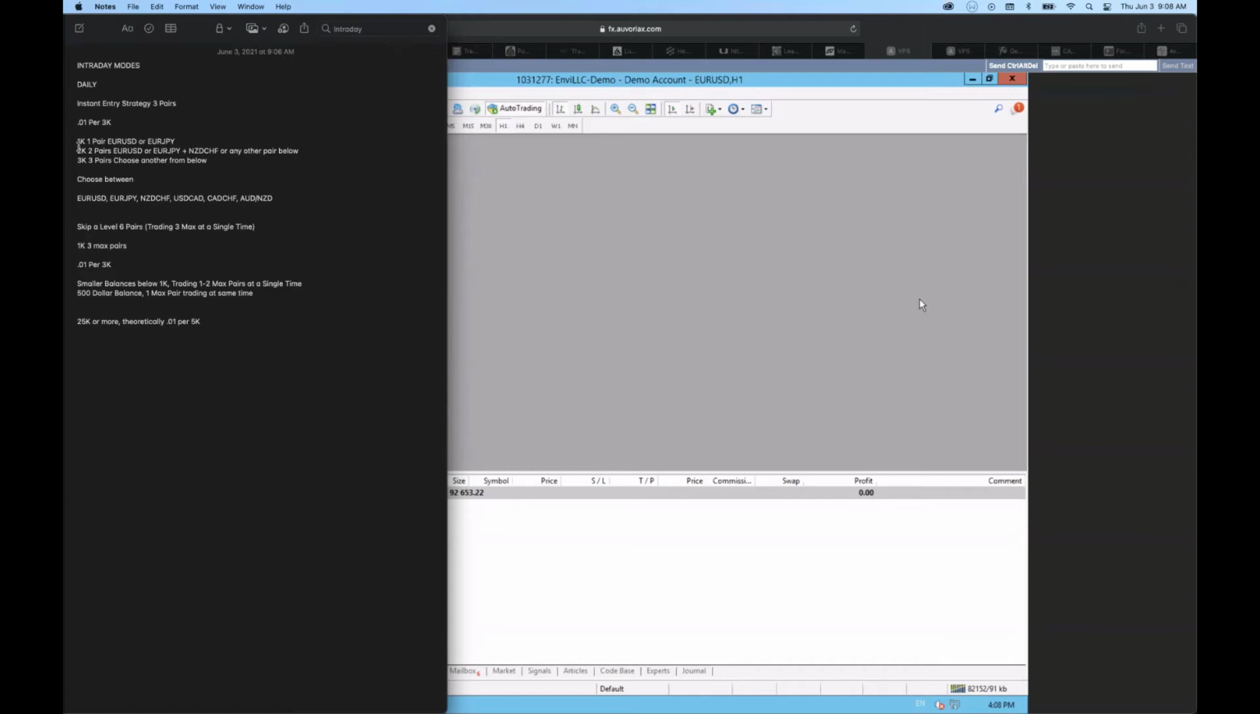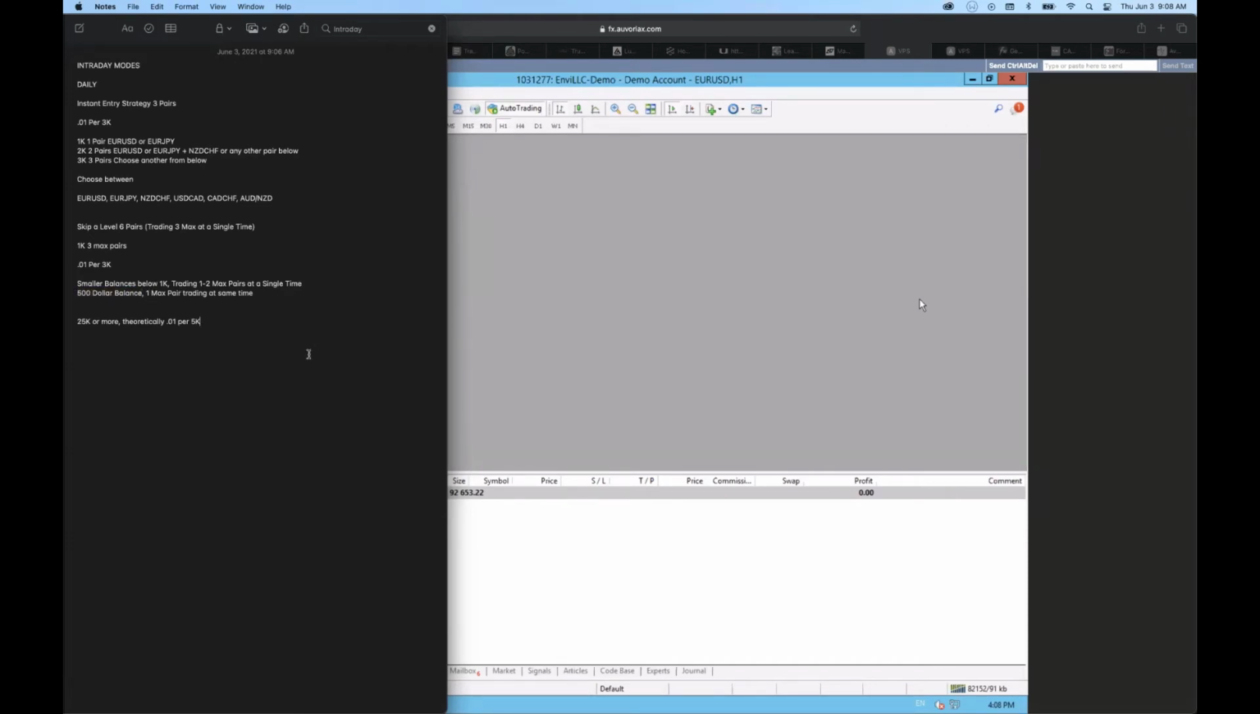Now, obviously, if you only have $1,000, you're only going to want to use 1 pair. If you have $2,000, you're going to want to use 2 pairs. And if you have $3,000, you're going to be able to choose 3 pairs. Same goes for skip a level. Balances below 1K, 1 to 2 max pairs trading at a single time. If you were ever going to use a $500 balance, 1 pair max trading at the same time.